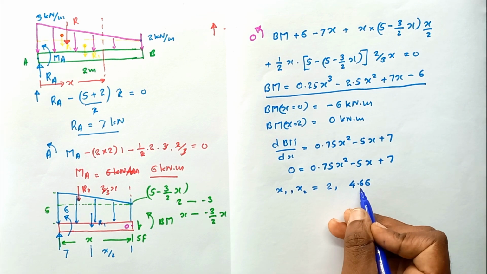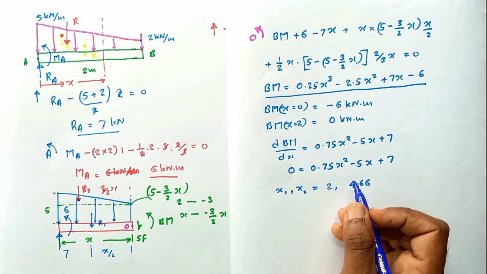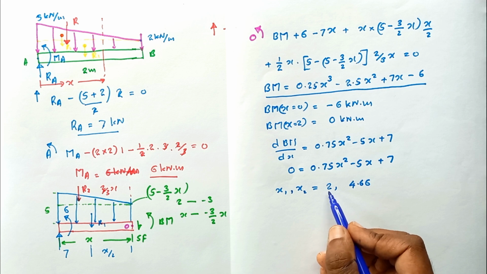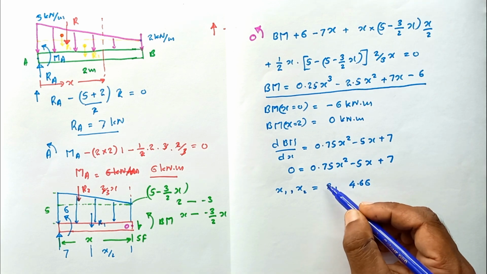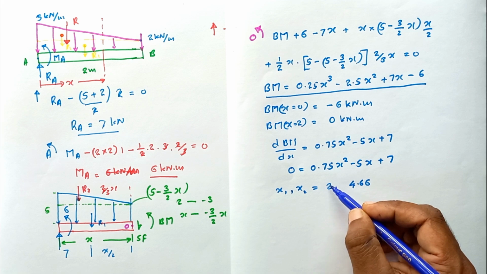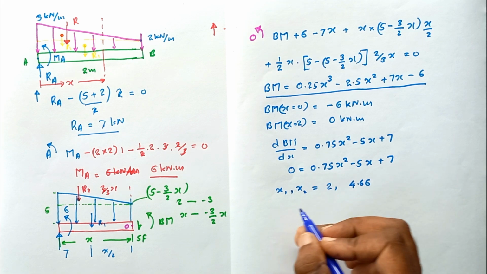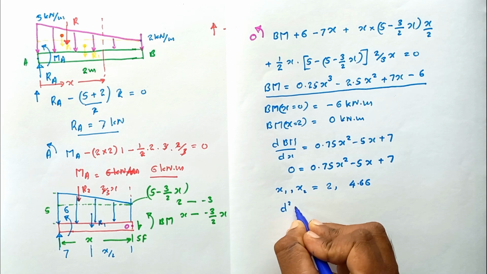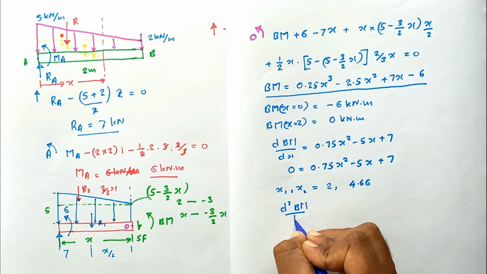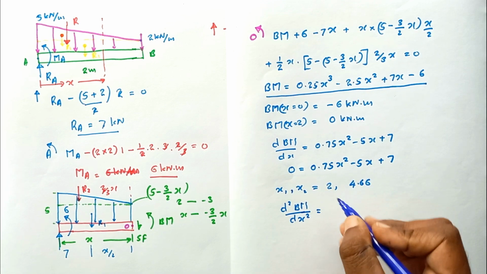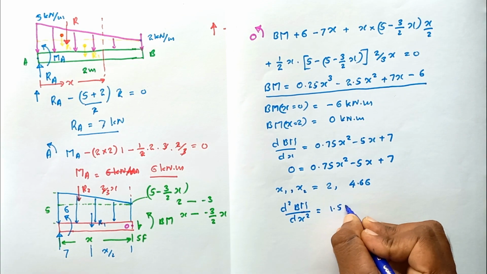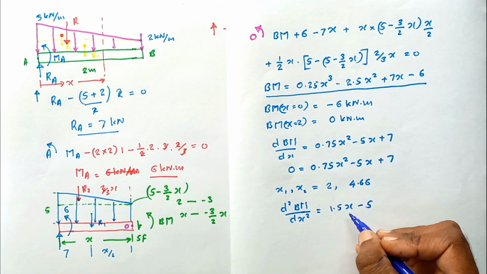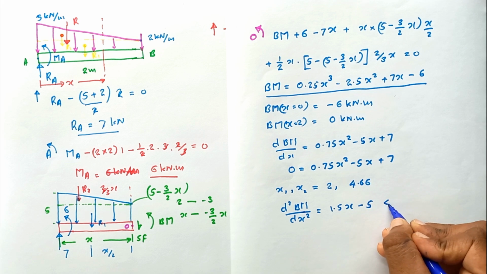Here the 4.66 is outside the span of the beam, so I'm interested in this 2. Let me find whether at 2 the bending moment has a maximum or minimum value. To determine that, I'm going to take the second derivative of the bending moment. If you take the second derivative, d²M/dx², we get 1.5x minus 5.